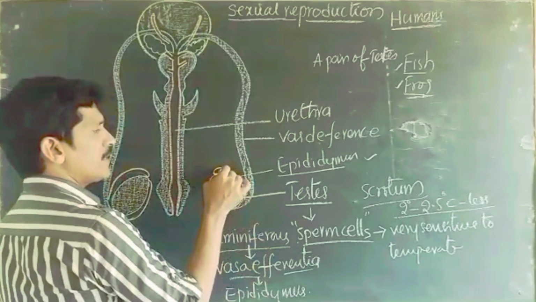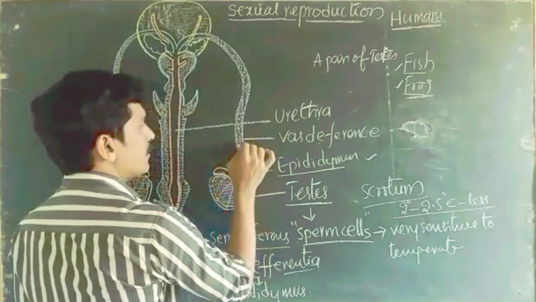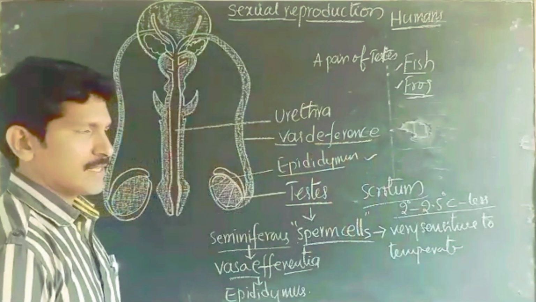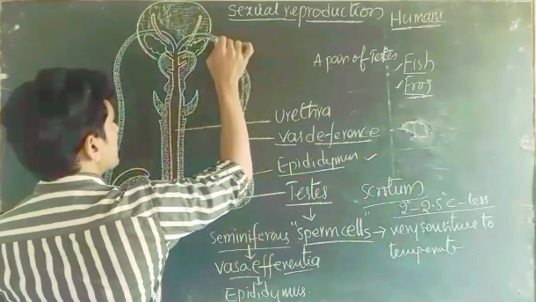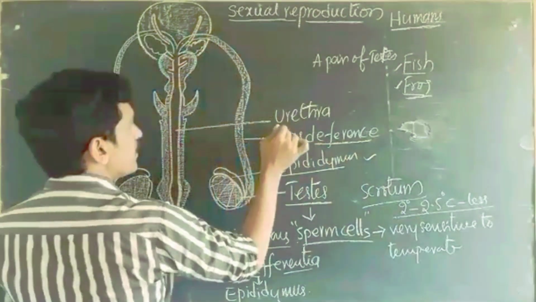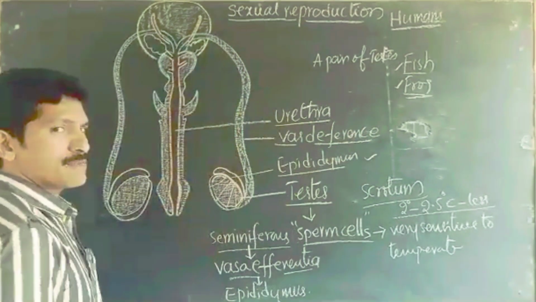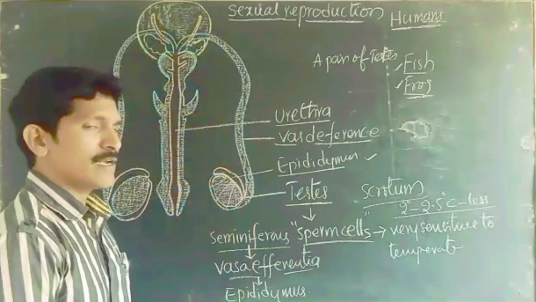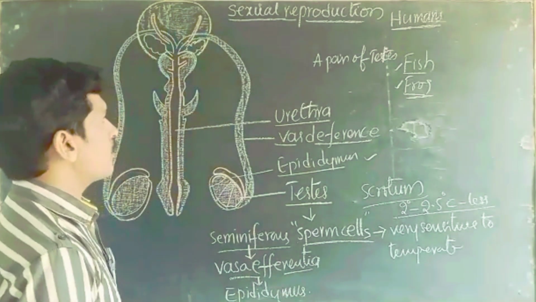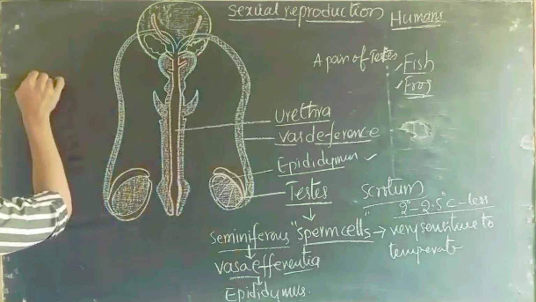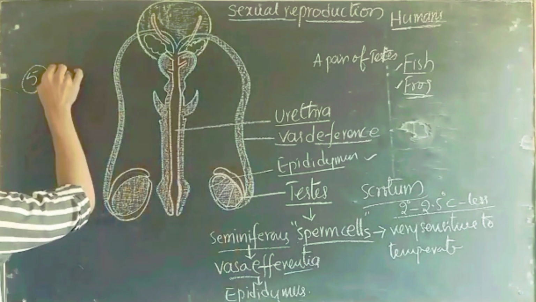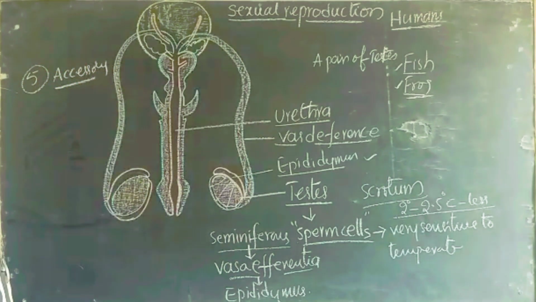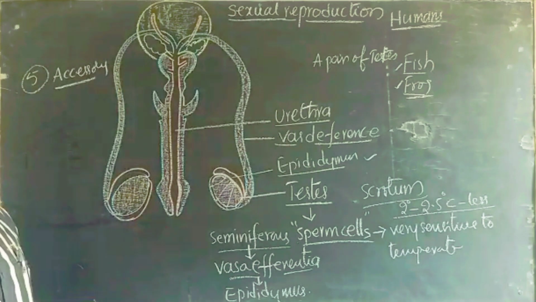Later, the sperm cells travel from the epididymis through a long tube-like structure called the vas deferens. Before they enter the urethra, the long tube which expels the sperm cells out of the body, there are 5 glands associated with the male reproductive system. What are the 5 glands? Generally we call them the 5 accessory glands. Where they are located and what their functions are, we will see.